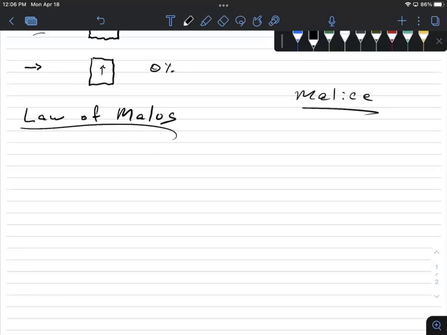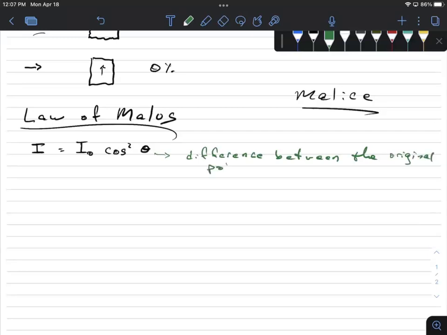And what does it say? What it says is the intensity of light that you get out of the system. So you send light through these polarizers and then you detect it at the end. How much light you detect, the intensity of the light, is equal to the intensity you started with, how bright the light was originally before it hit the polarizers, times cosine squared of the angle. Now, what angle are we talking about? This is important. This is the difference between the original polarizing angle and the polarizer or the polarizing film.